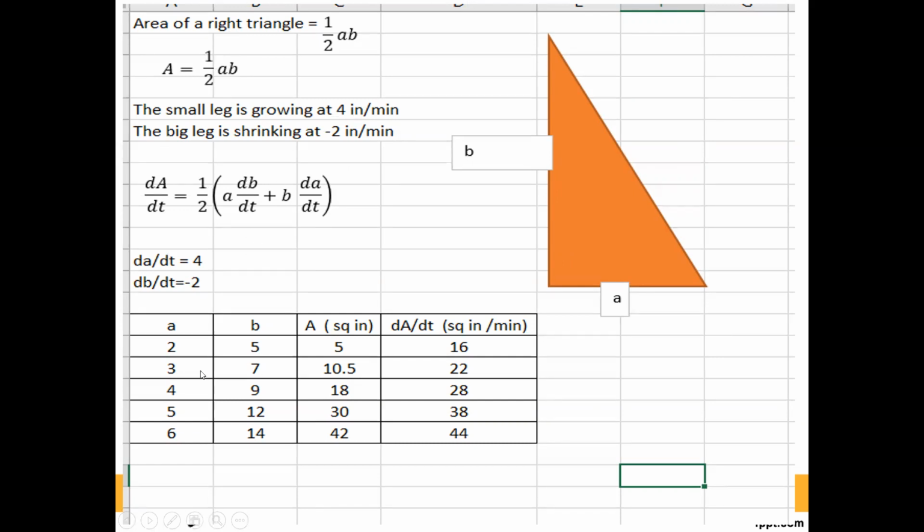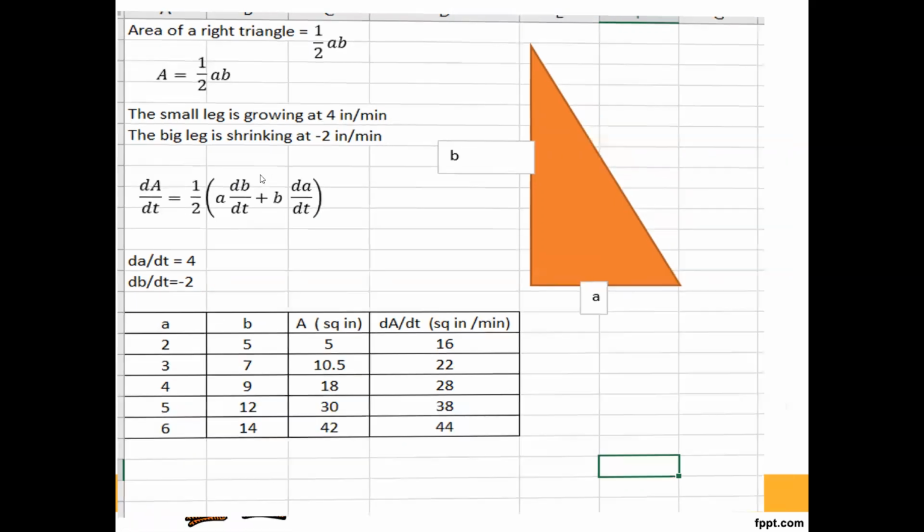So we can make a table. We could just pick any length and any width. We would do length times width divided by 2 to get the area. That's this formula up here. And then to get the rate at which the area is growing, we would use this equation right here. dA dt is the rate at which the area is growing. We do 1/2 times the A values, which are right here, times dB dt.